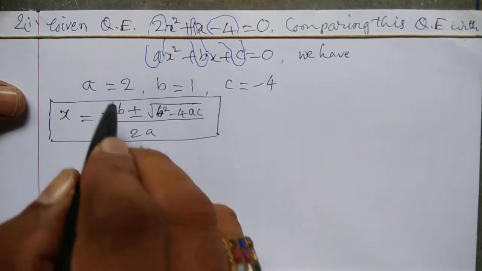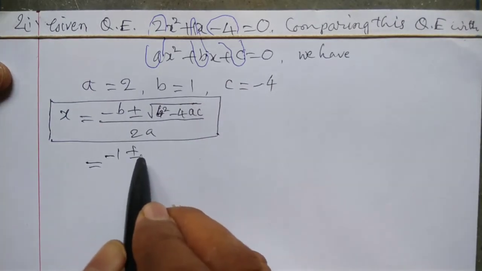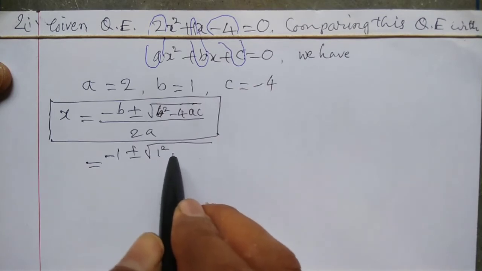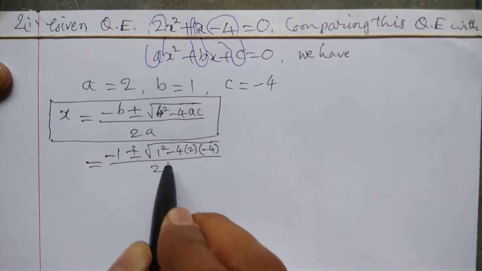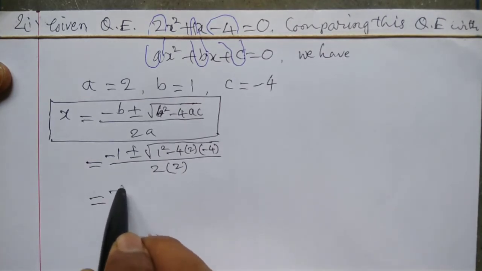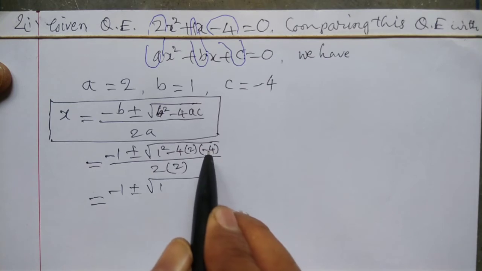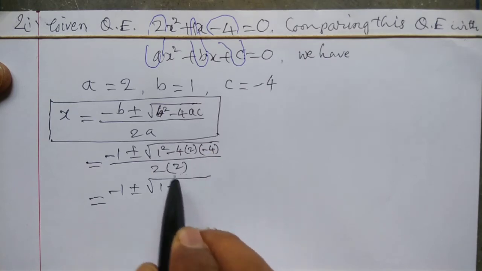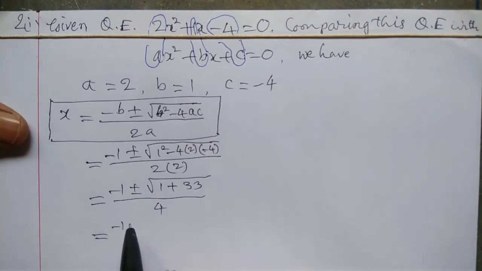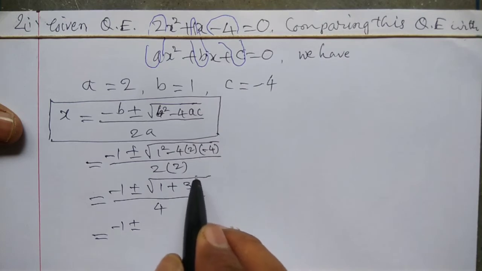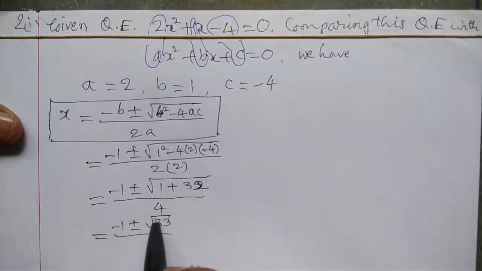Now we have to substitute the given values in this formula. Minus b, minus 1, plus or minus under root of b square, 1 square minus 4 into 2 into minus 4, by 2 into 2, that is equal to minus 1 plus or minus under root of 1 plus 32, that is 33, by 4.